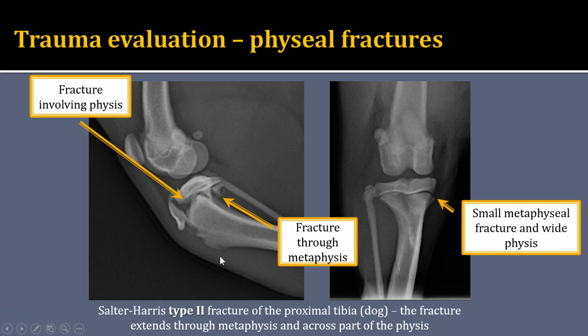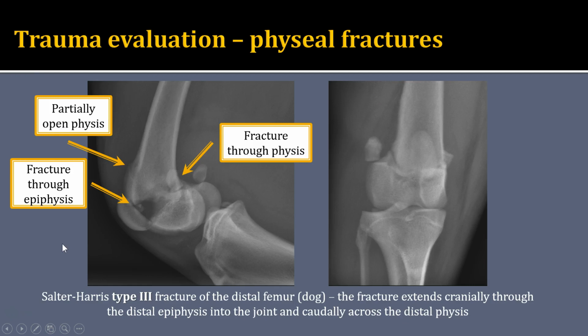This is an example best seen on this lateral view in a patient that has a Salter-Harris type 2. So there is distraction at the physis and some displacement of the epiphysis. But then when we look closely, we can see that there's actually a fracture line and a small piece of metaphysis that is fractured off. So this is type 2.